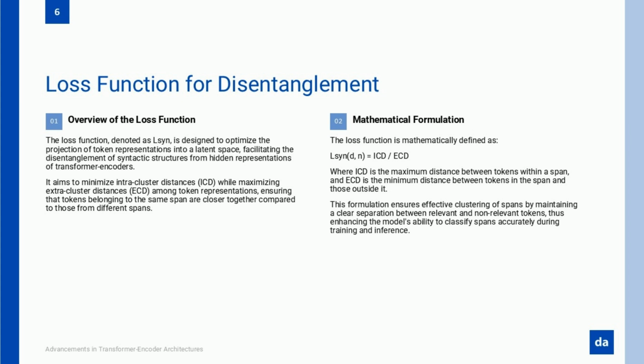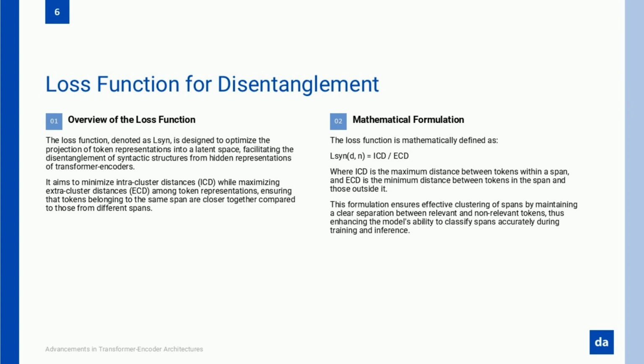The goal of this loss function is to optimize the projection of token representations into a latent space, enabling the model to separate syntactic structures from semantic meaning. Imagine taking a crowded room full of conversations and somehow isolating each one, separating the people who are part of the same discussion while distancing unrelated groups. That's exactly what this function does for language. It groups related tokens closely together while pushing apart those that don't belong. Mathematically, it's defined in terms of ICD and ECD.